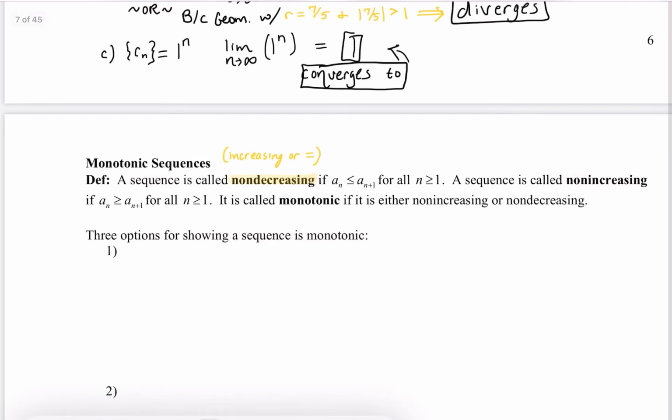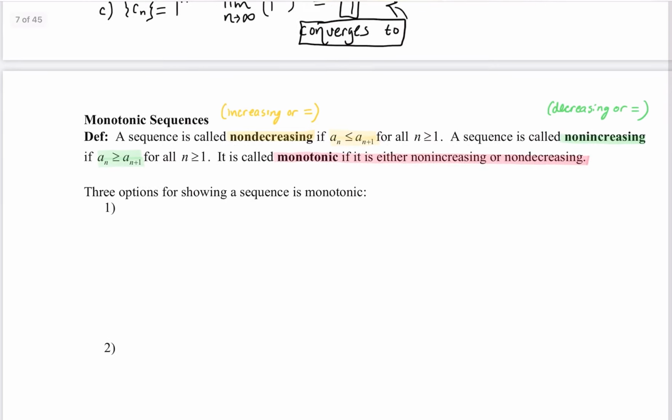And a sequence is non-increasing. Non-increasing, you can think of as decreasing or equal. And so when we look at these, that's saying that a subsequent term would be less than or equal to a previous term, whereas non-decreasing says a subsequent term would be greater than or equal to a previous term. And both of these are what we call monotonic. So you are monotonic if you are either non-increasing or non-decreasing.